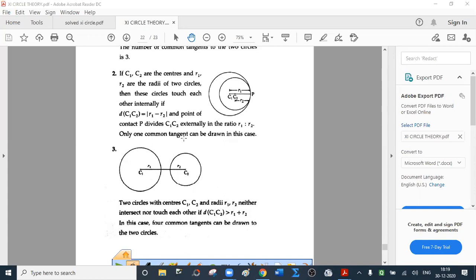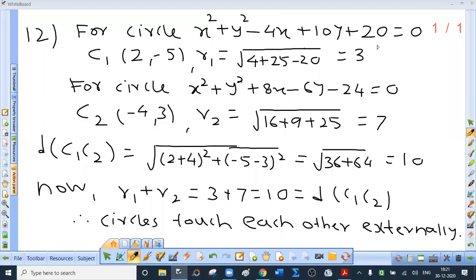Don't write this. I have uploaded this file on the first day only. Now this type is important. Show that the circles touch each other externally. We have just discussed this in fact. Find their point of contact and the equation of their common tangent.